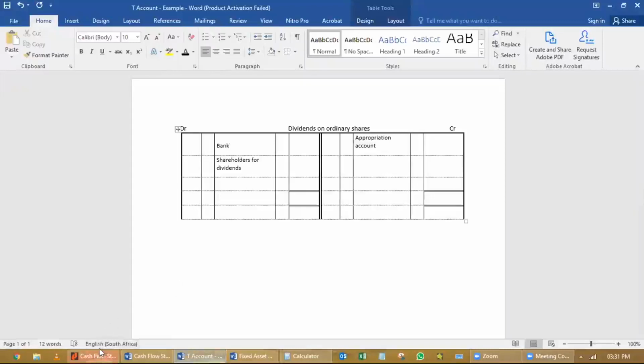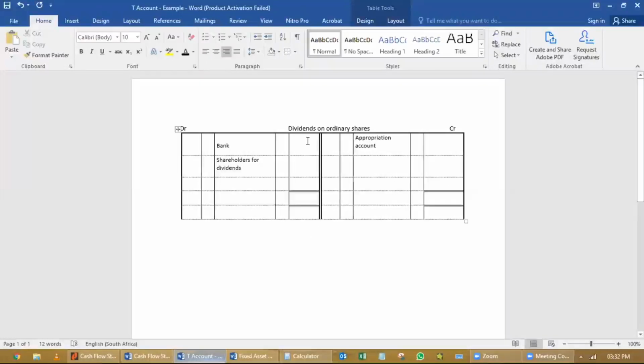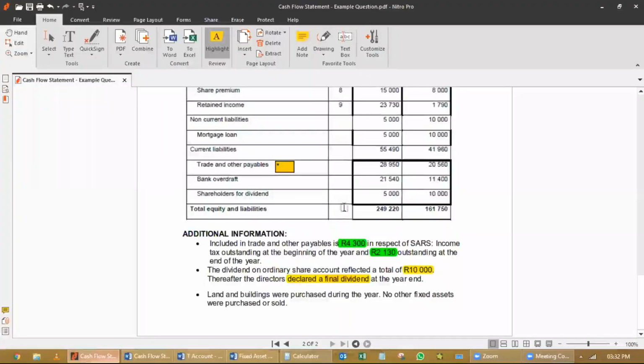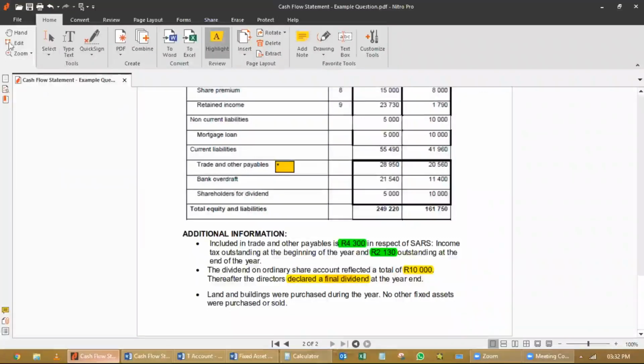Alright, so let's look at our information. They told us that our interim dividend is 10,000 Rand, but they didn't tell us how much was declared. Right, so we can put that in. 10,000 Rand, what was declared and paid. Right, but how much did we promise our shareholders that we will pay them? So this is easy. You're going to look, where is your shareholders for dividends amount? Right. So if you look here on your balance sheet, that's where you'll find it. Here is shareholders for dividends. Okay, shareholders for dividends.